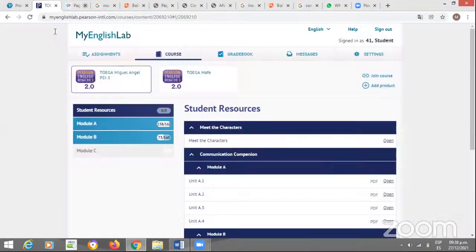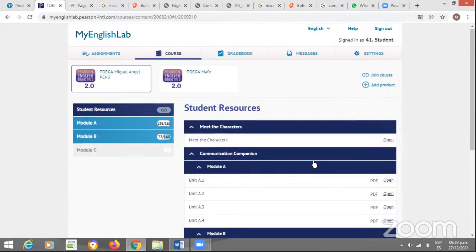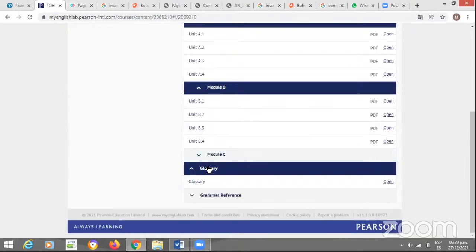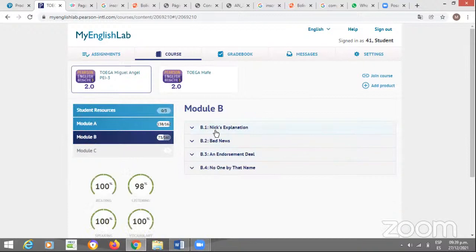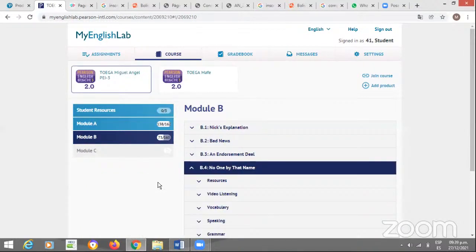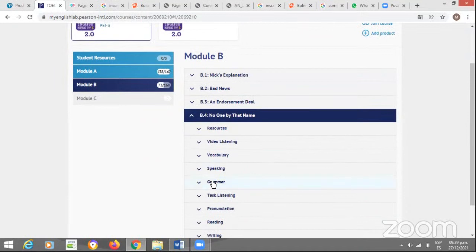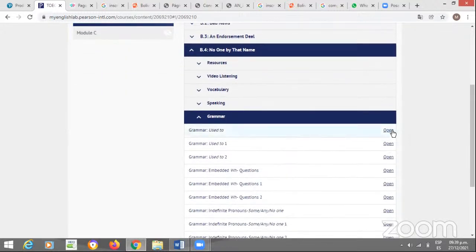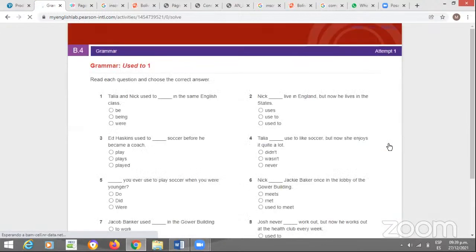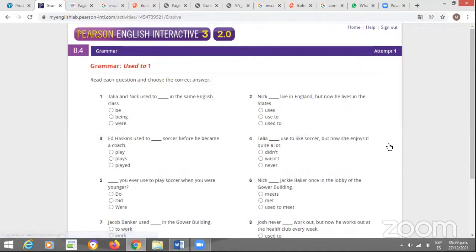That grammar. So we have to choose, no, we have to go to module B. Module B, yes. And unit 4, for grammar, right? Used to 1. This one, yes, the first one. Great, so let's choose the correct one.